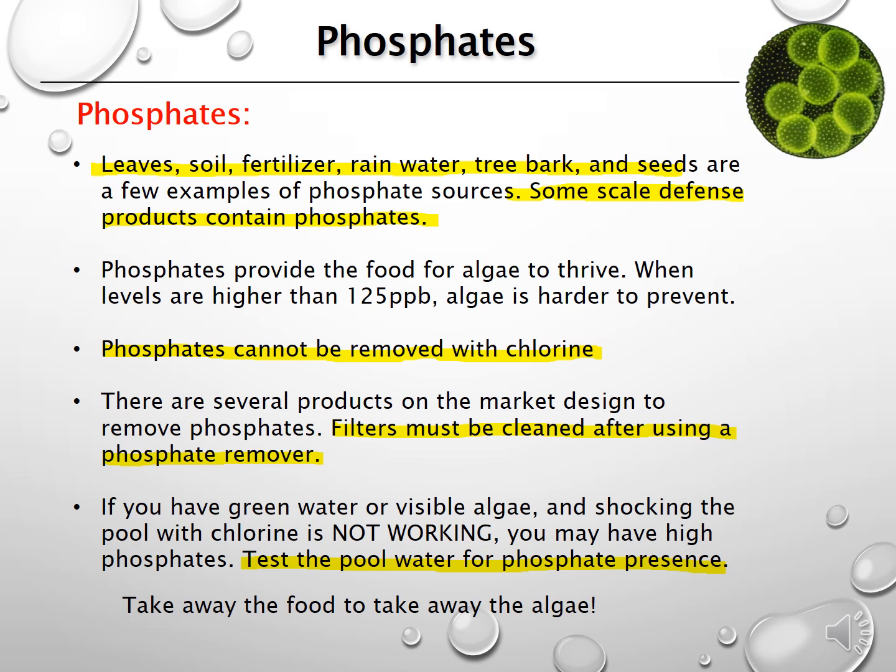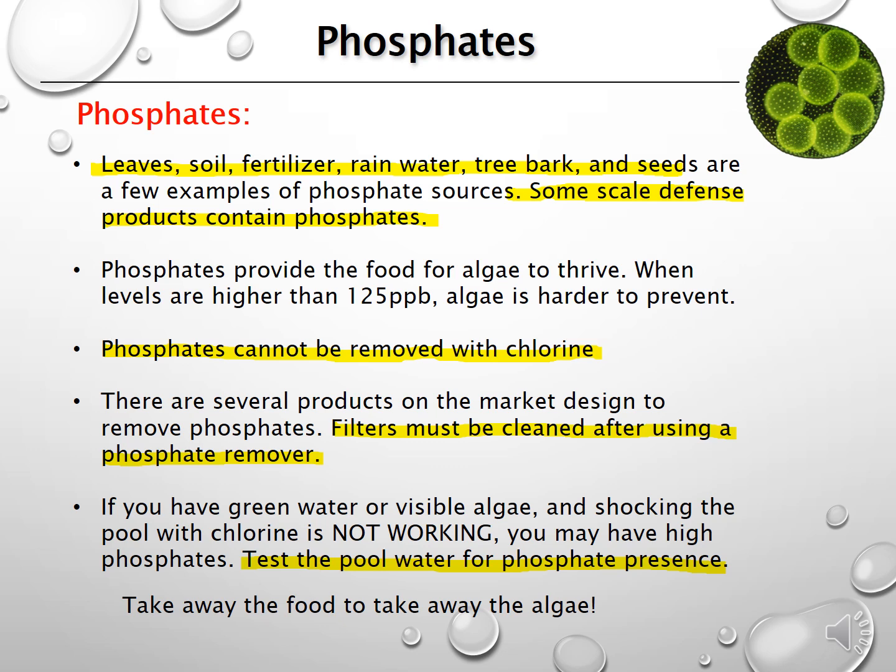Phosphates. They are a food source for algae. Leaves, soil, fertilizer, rainwater, tree bark, seeds, those little acorns that fall into the pool, all of those are just a few examples of how phosphates enter the water. They are a food source for the algae and can cause algae to thrive when levels are higher than 125 parts per billion. Phosphates cannot be removed with chlorine, so you do have to use a special phosphate remover.